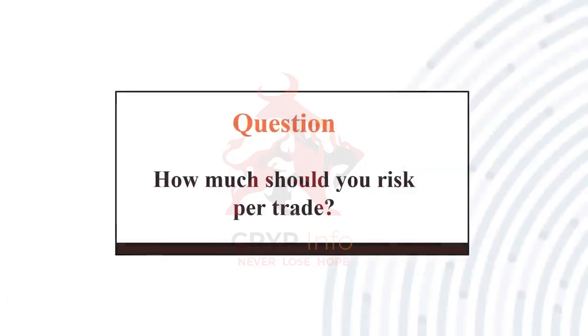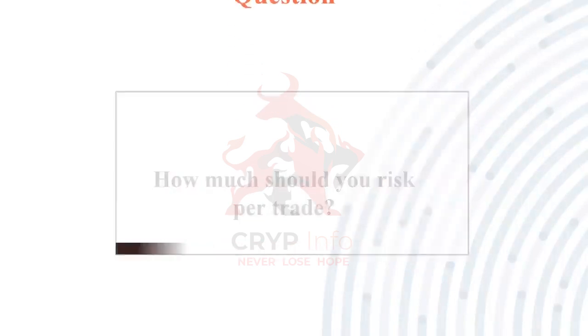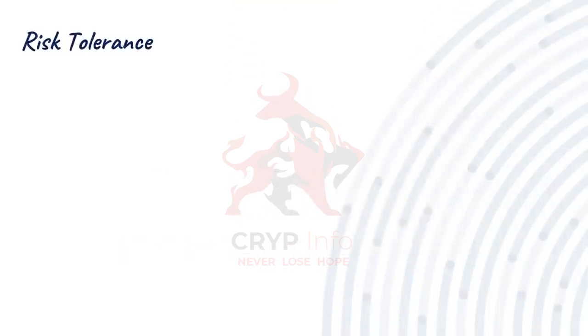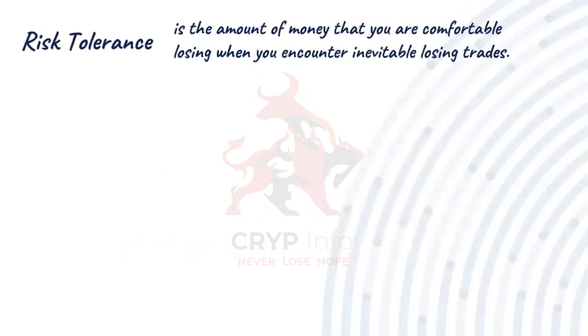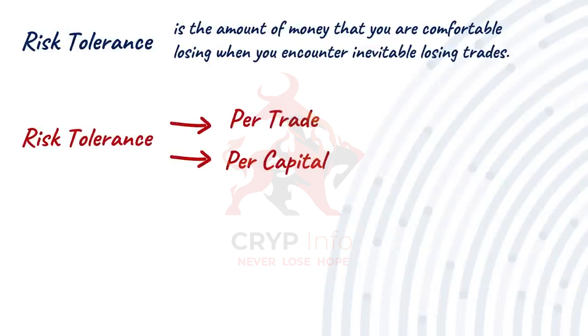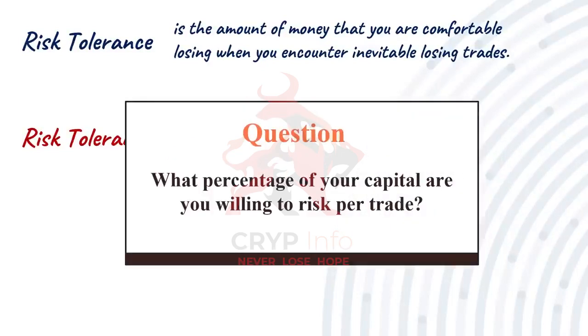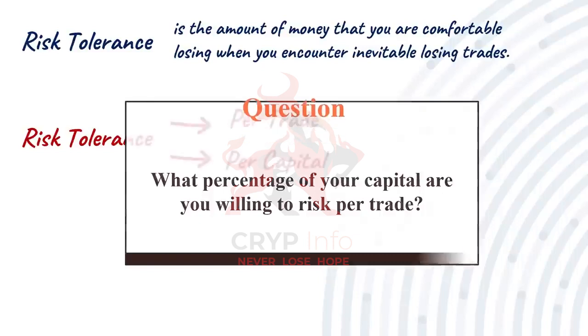How much should you risk per trade? This answer pretty much depends on your risk tolerance. Risk tolerance is the amount of money that you are comfortable losing when you encounter inevitable losing trades. We have a risk tolerance per trade in capital. Ask yourself this: what percentage of your capital are you willing to risk per trade, and you will be comfortable losing if things don't go your way?